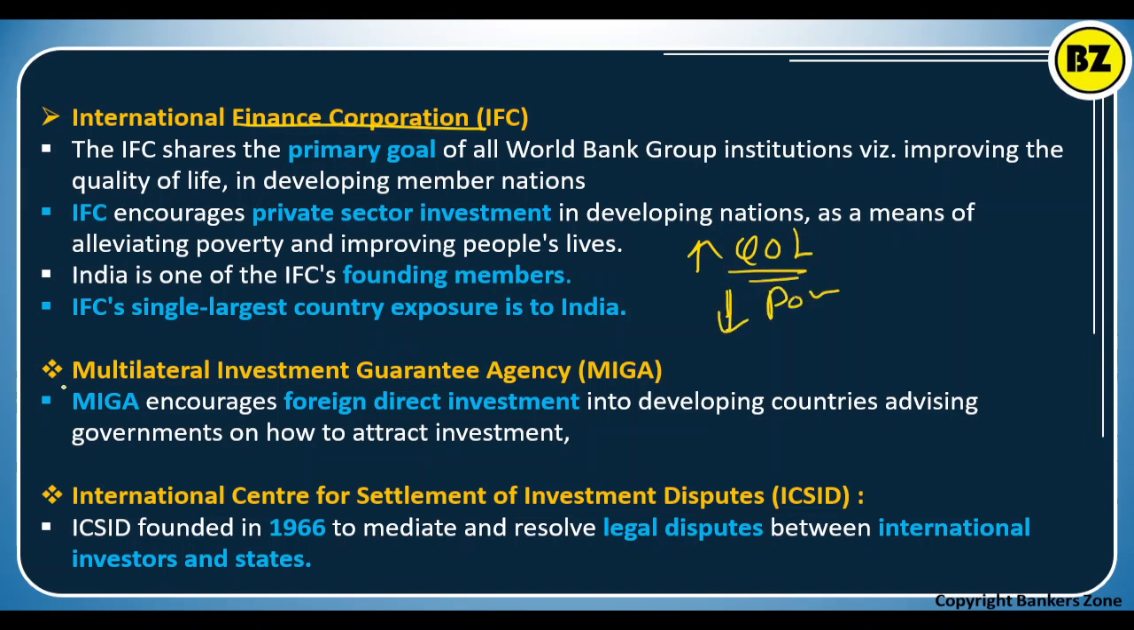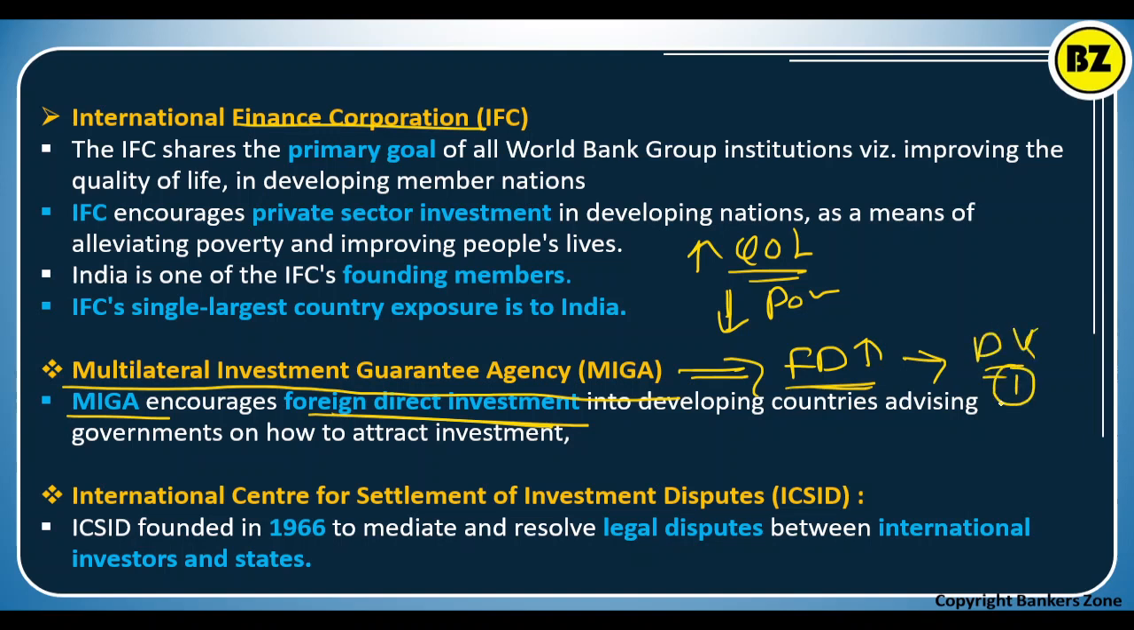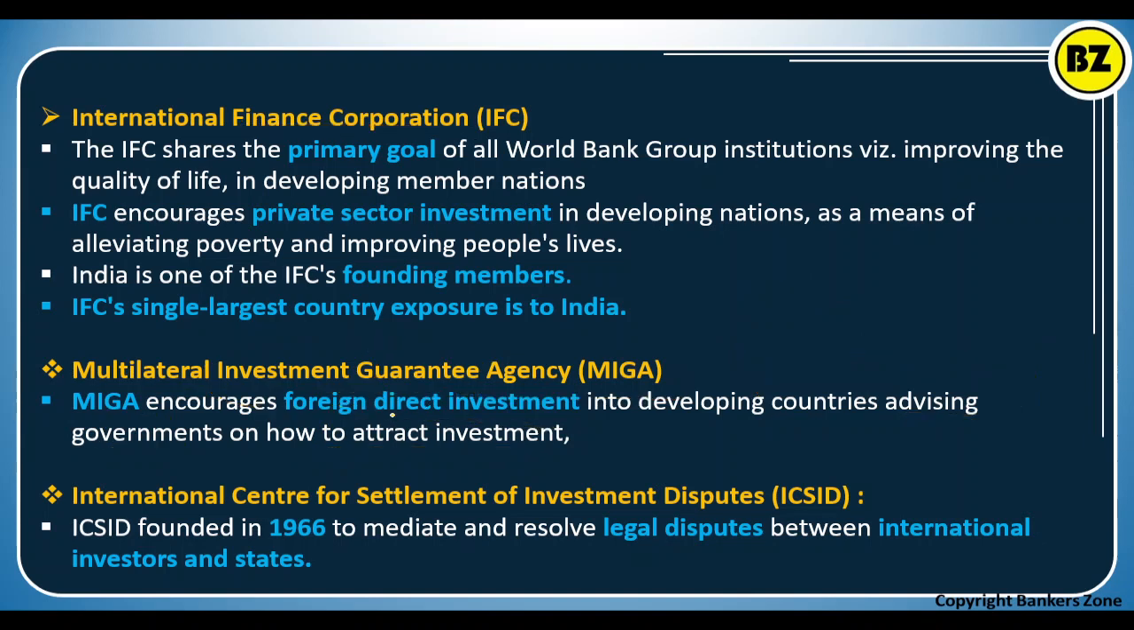Now the next wing is the Multilateral Investment Guarantee Agency, MIGA. MIGA encourages FDI. This wing is established mainly for increasing FDI, obviously in developing countries like India. We are getting developed, right? So we are developing the country. And they also advise the governments of developing countries on how to attract investment. This is the work basically done by the Multilateral Investment Guarantee Agency. The name itself has I for investment, so you can easily relate it with FDI. Easy.